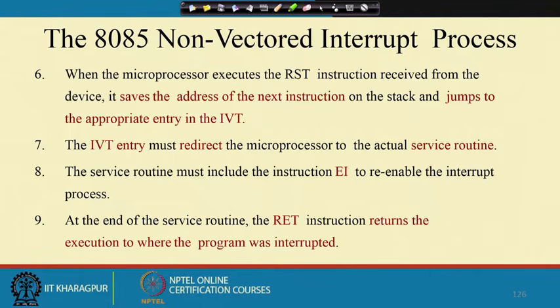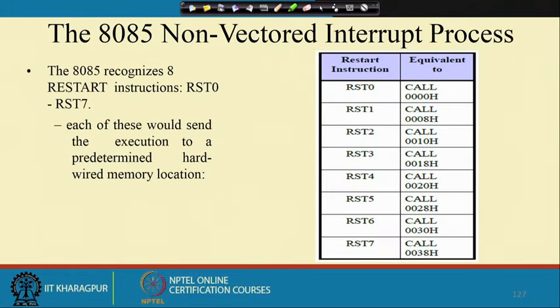So, at the end of the service routine there must be one return instruction that returns the execution to where the program was interrupted. Every interrupt service routine should end with a return instruction, and upon getting this return, the processor will take out the return address from the stack and it will return to that location. Here is actually that restarts, the IVT, interrupt vector table.